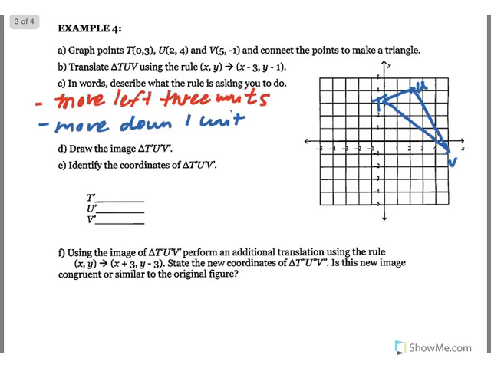So you could take each one and say coordinate T says 0 and 3. So I would subtract 3 from the x to get negative 3, and subtract 1 from the y to get 2. Or you could just count left 3 and down 1. You can do that two different ways. So your new coordinates should be negative 3, 2, negative 1, 3, and 2, negative 2.